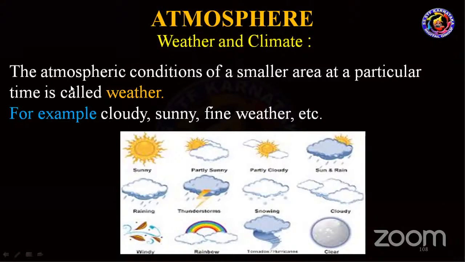The meaning of weather is the atmospheric condition of a smaller area at a particular time. A smaller area means, for example, Vijaypura within entire Karnataka. If you measure the atmospheric condition of Vijaypura, that is an example of weather. If you measure the entire Karnataka, it is an example of climate because that area is large.